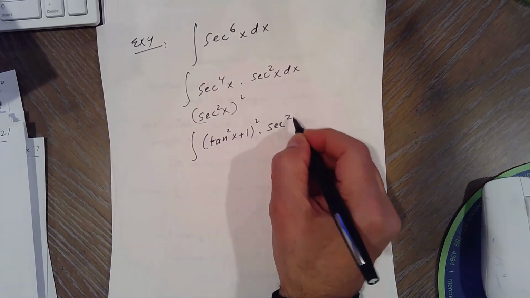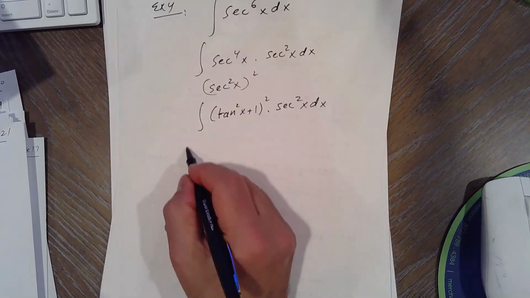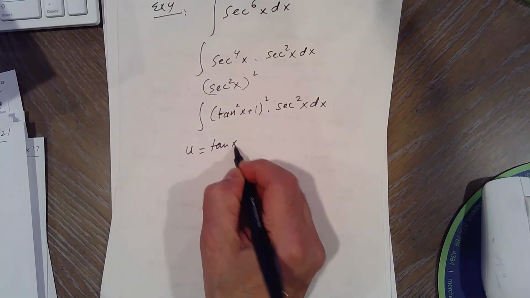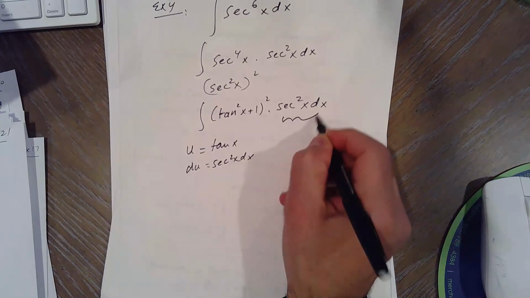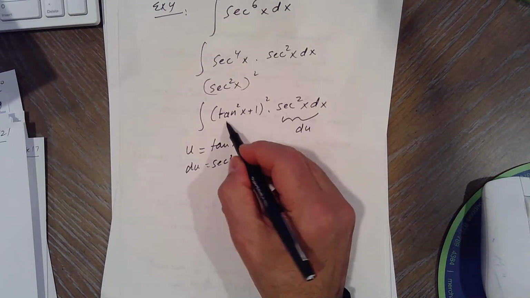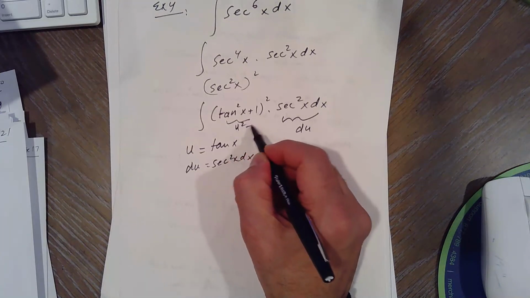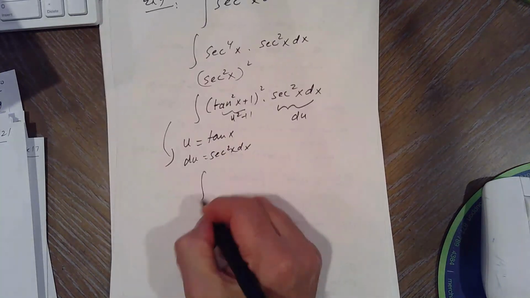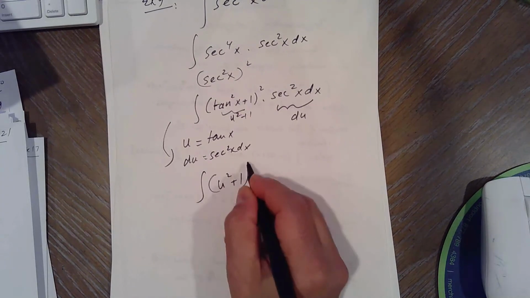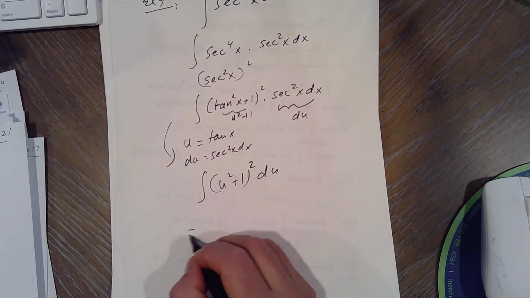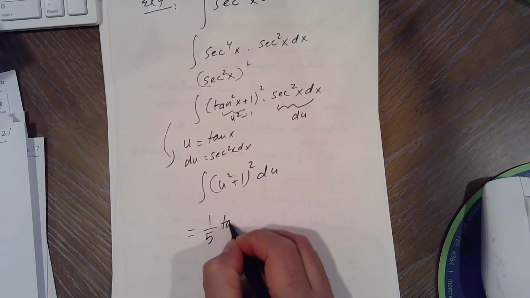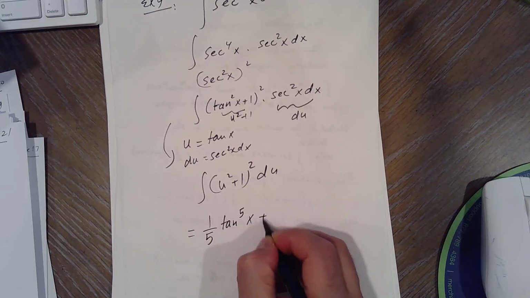So now we let u equals tangent x. So du is secant square x dx. That's actually why we split it up. That's du, and that's u squared plus 1. So we get the integral of u squared plus 1 squared du, and then you can integrate this, and you're going to end up with, again, the work is in the notes, but here's the answer.